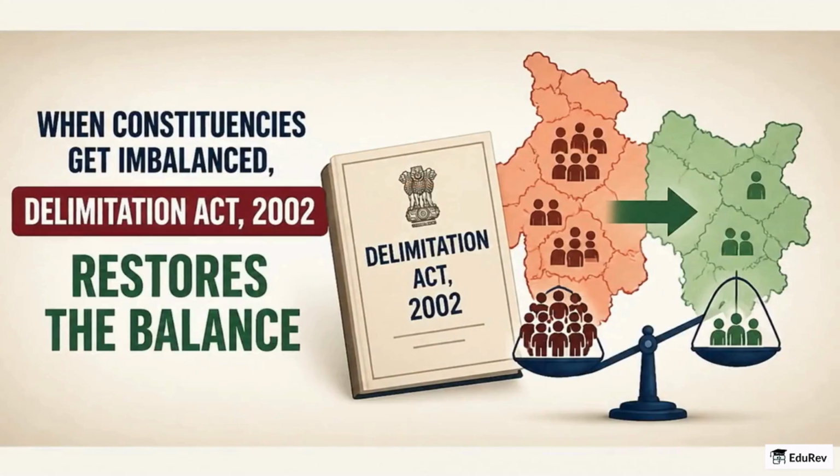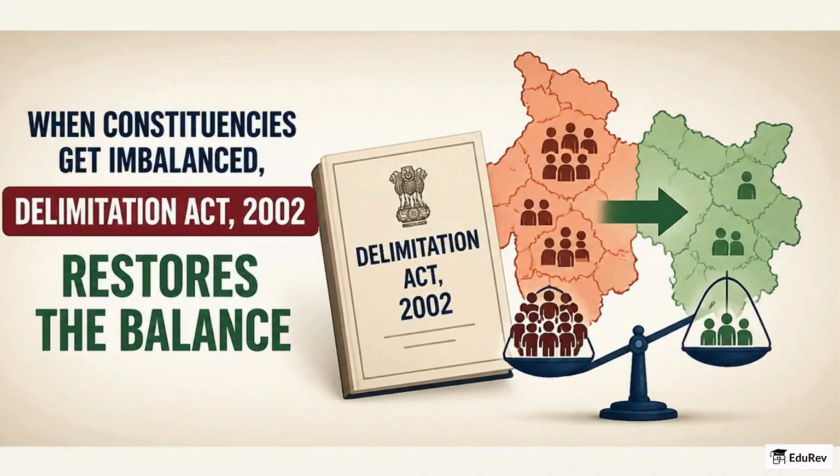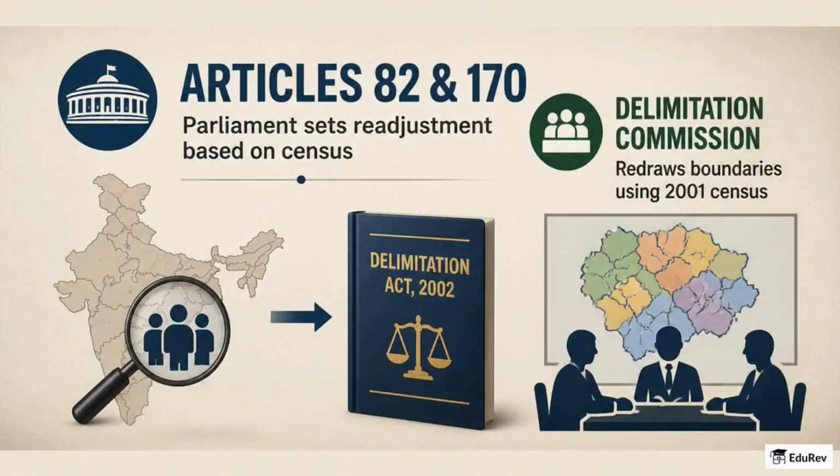You might be confused about delimitation later on. That is where the Delimitation Act 2002 comes into play to correct constituency distortions caused by uneven population growth. Articles 82 and 170 authorized readjustment based on census data set by Parliament, and the Delimitation Act 2002 set up a commission to redraw boundaries using the 2001 census.